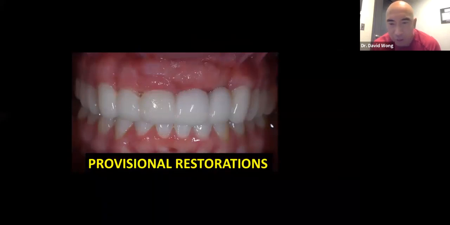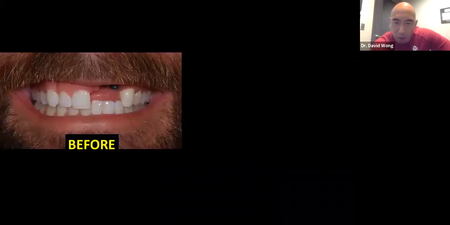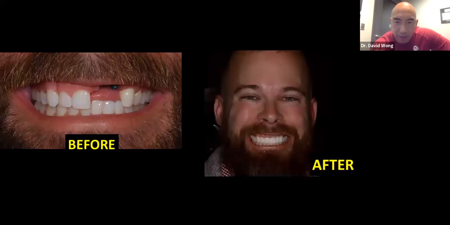And then here we are with his new provisional restorations. And if he got crown lengthening, his case would look even better. But right now, he's just sitting on these provisionals, which is fine by me because this is where he started. This is where he ended. And this is him smiling before. And here we are now.